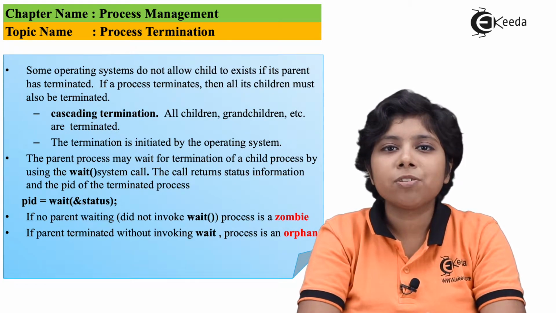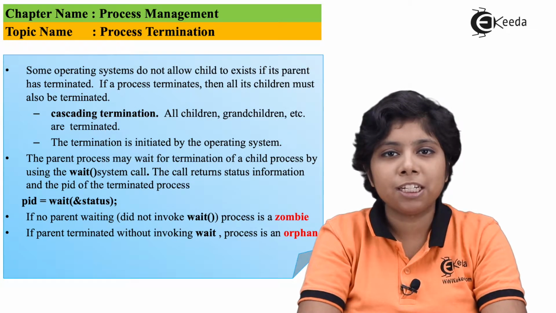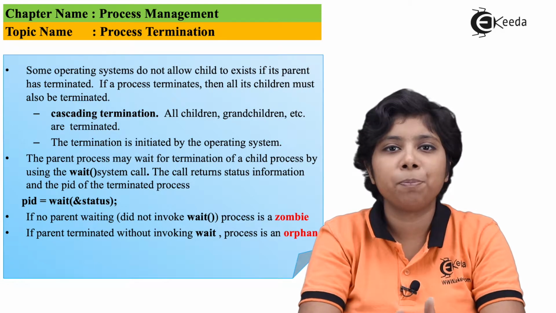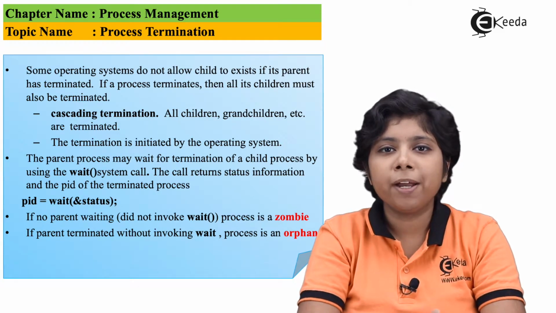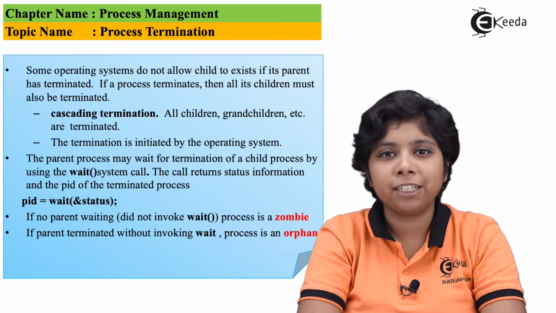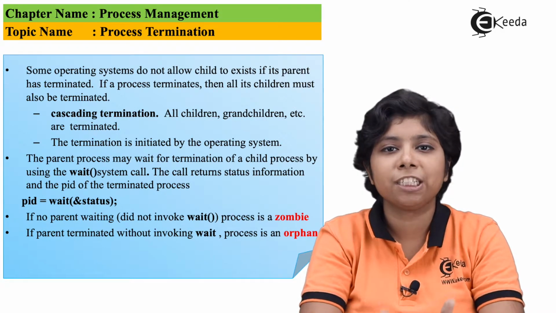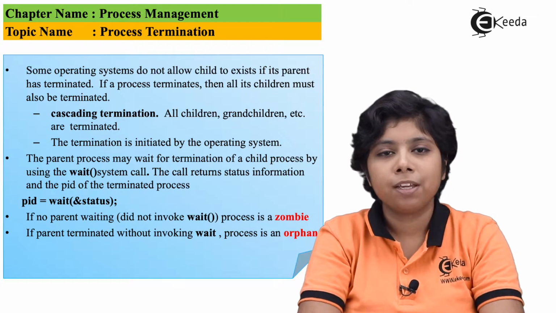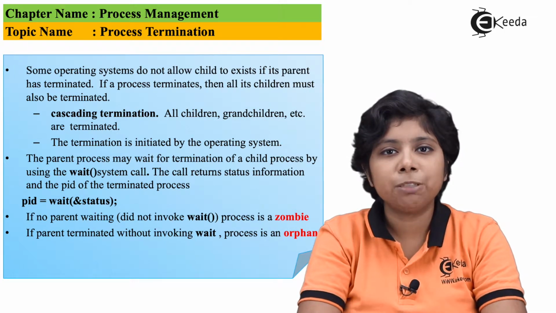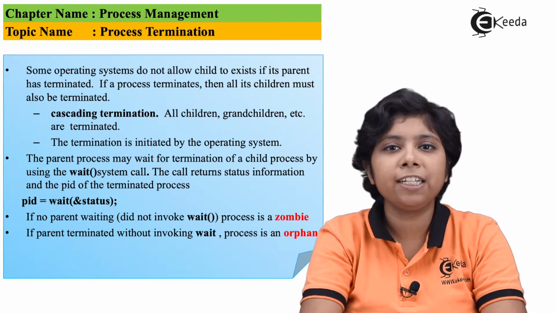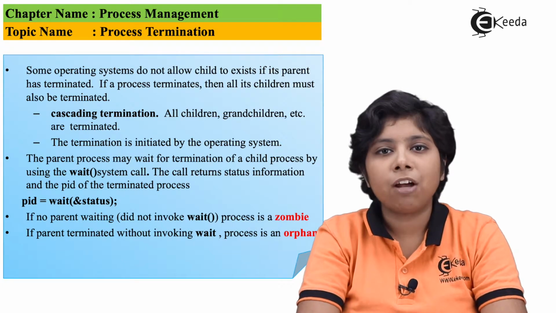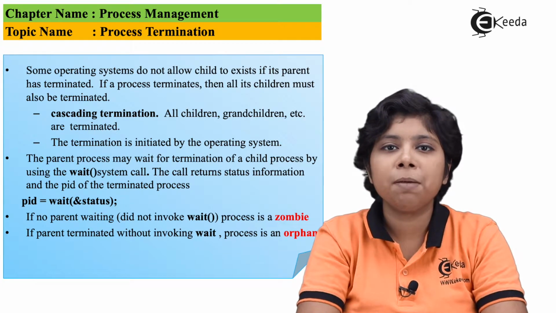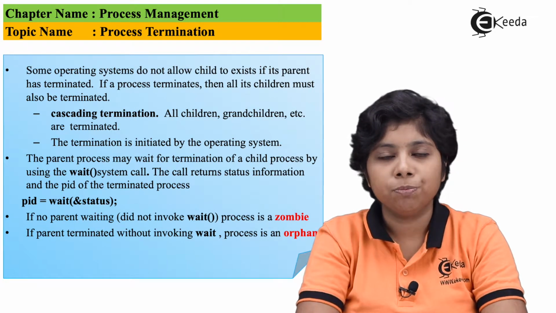Now some systems don't allow a child process to continue after the termination of the parent process. If the parent process is executed and terminated, then the child process is forced to terminate. This is called cascading termination. In cascading termination, all the children of a parent process are terminated when the parent is exiting the operating system. Now this can be done with an exit system call, implicitly and explicitly too.